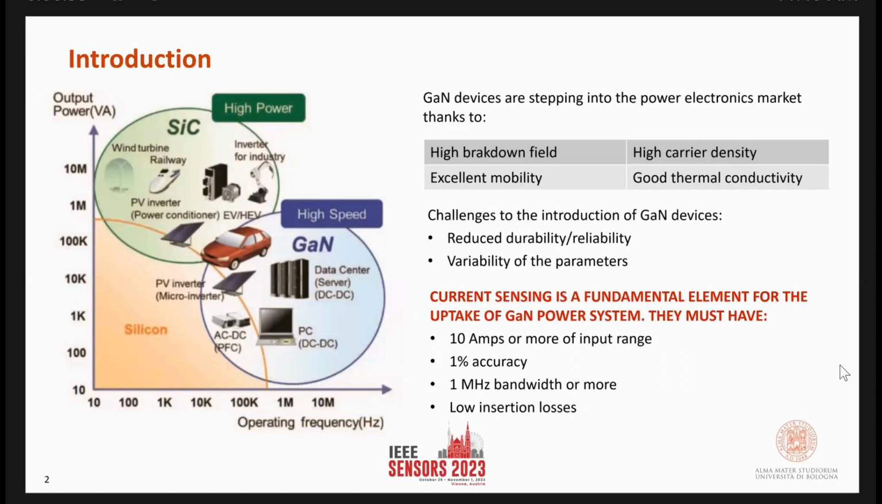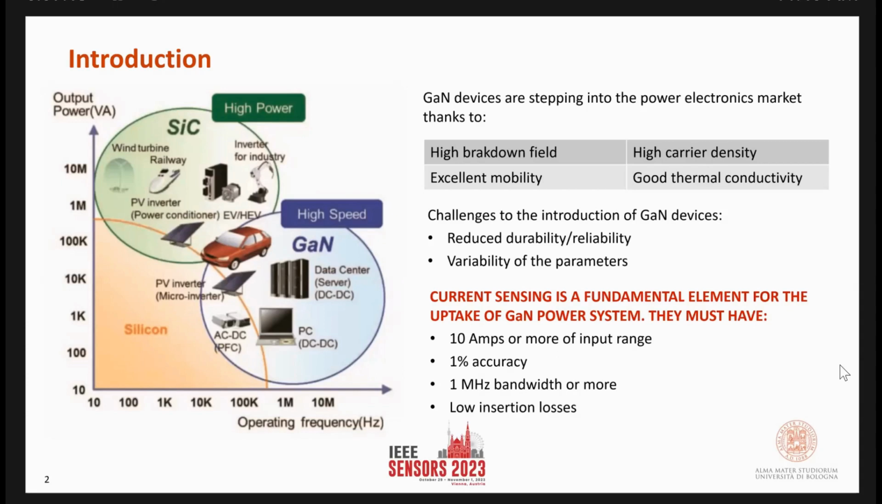The problem with GaN devices can be summarized mainly in limited durability, limited reliability. So they have problems with reliability, and there is also a very high variability of the parameters from device to device. So to have the widespread of those devices in power applications, it is required to put some monitoring system, control loops to cope with the challenges of GaN devices.